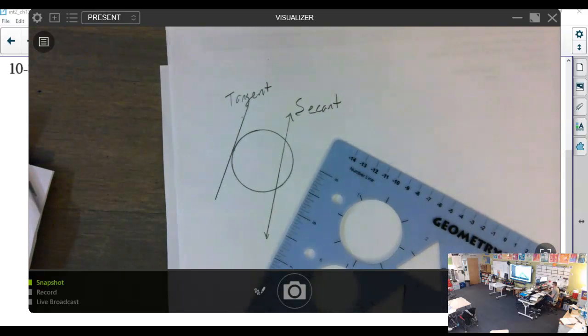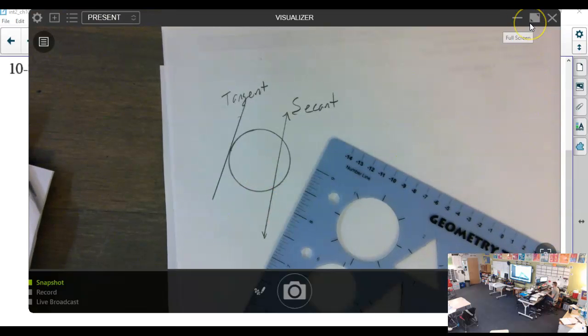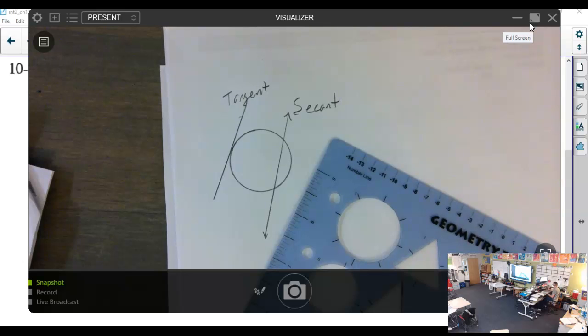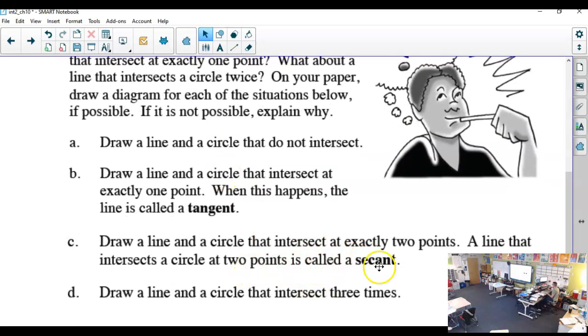And then to draw a line that goes through the circle 3 times would be impossible unless the line is a curve, which then it's not a line. Parabola. It's my favorite kind of line. All right, so secant, the line that touches at 2 points, right?